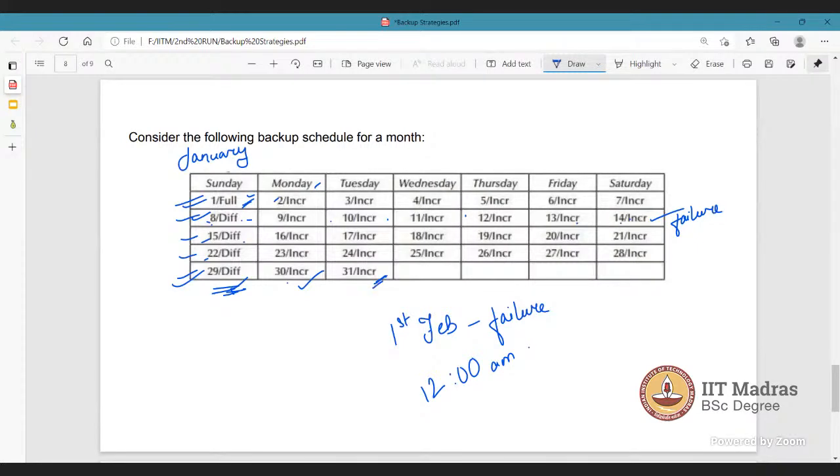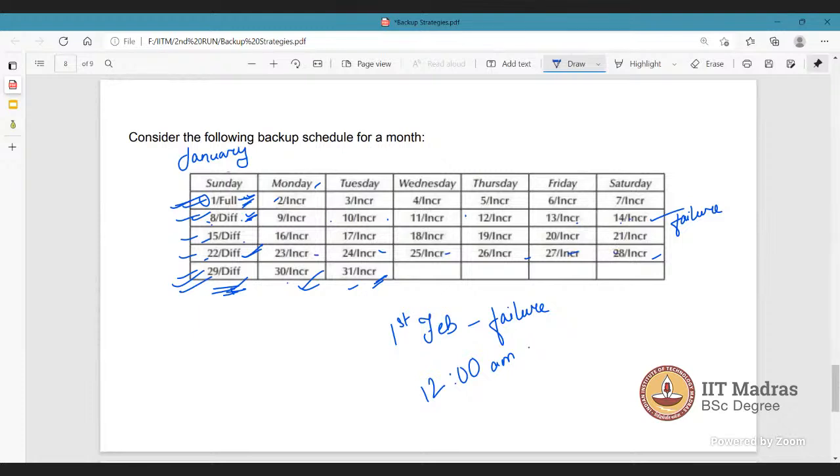So if a failure occurs on the 31st, then we'll have to take one full backup, one differential backup, and 2 incremental backups. Suppose it happens on the 14th, then one full, one differential, and 6 incremental. One differential means the last differential we have taken. Suppose it happens on the 28th, then I will take the 22nd differential, right? Yes, correct. The 22nd differential, the full backup on the first, and these incremental backups.